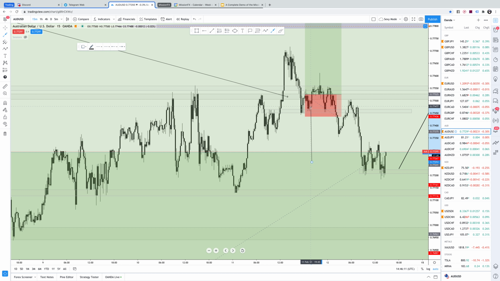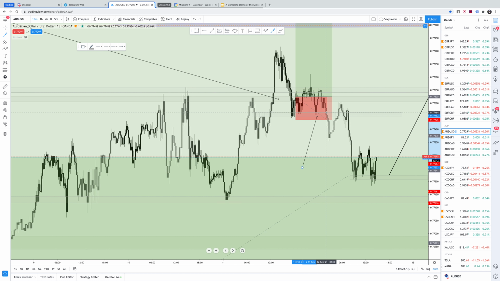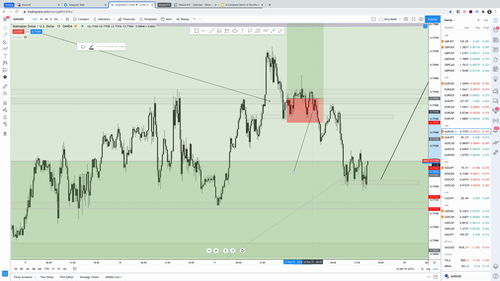So I entered that trade. It came back down to the horizontal zone, then it bounced, and then it tried to go up, but then it came back down again. It tried to bounce a third time, and then it started coming back right here.